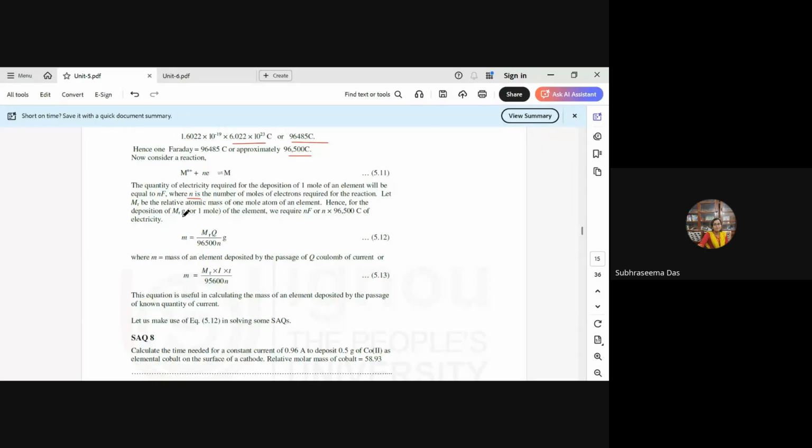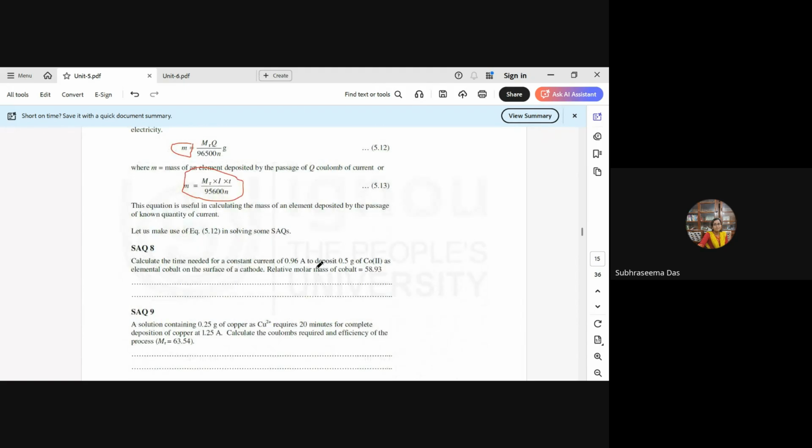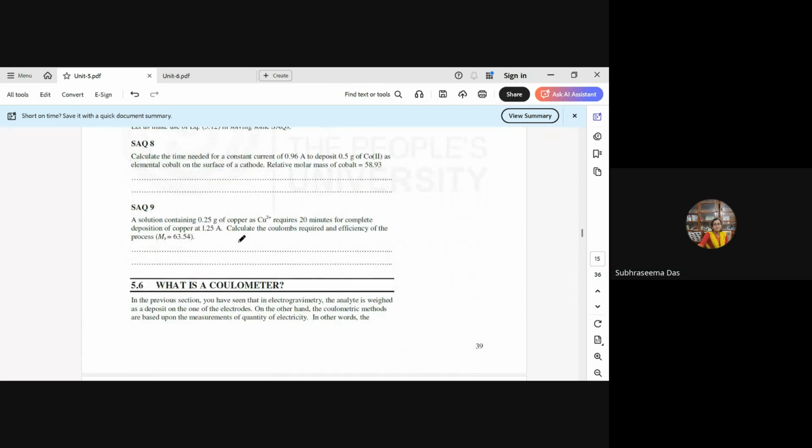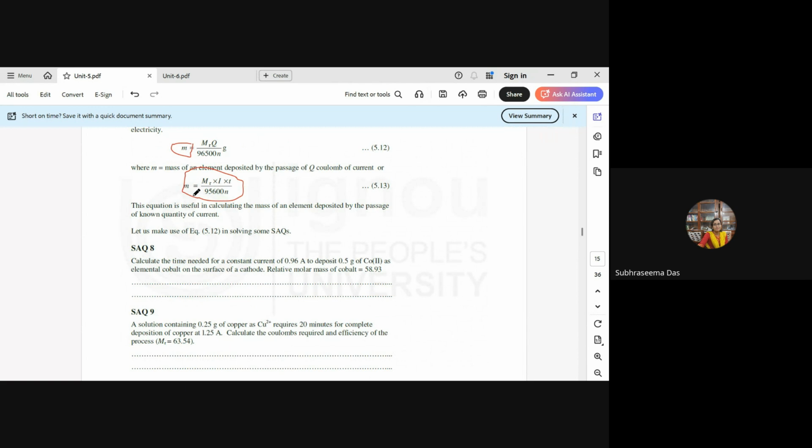We know that Mr, we require n, the small m, the mass, will be given as capital Mr into Q by 96500 into n grams. Now we will simplify this equation, and we get that m is equal to Mr into I into t by 96500 n. So this equation is helpful in calculating the mass of an element that is deposited by the passage of a known quantity of current. So small m, the mass that is deposited, can always be calculated from this equation.